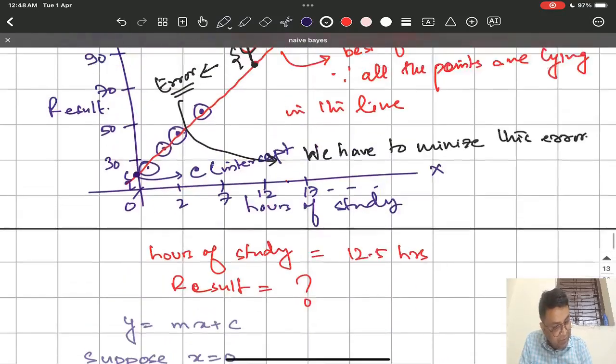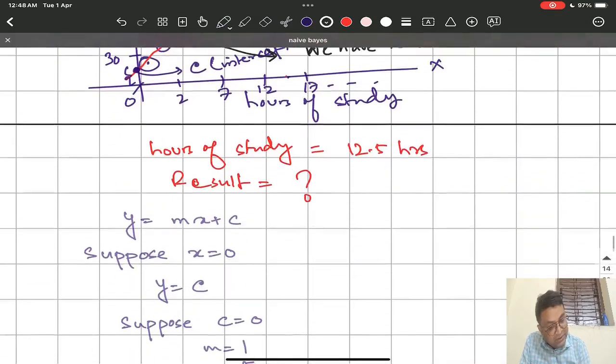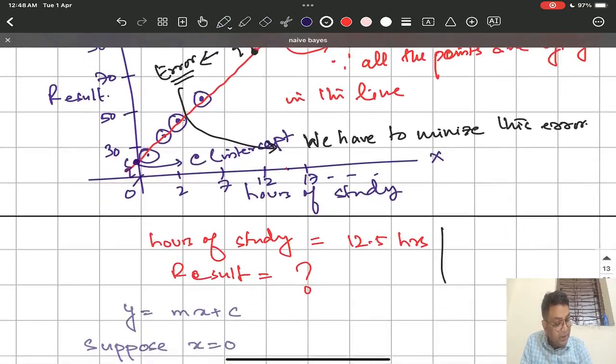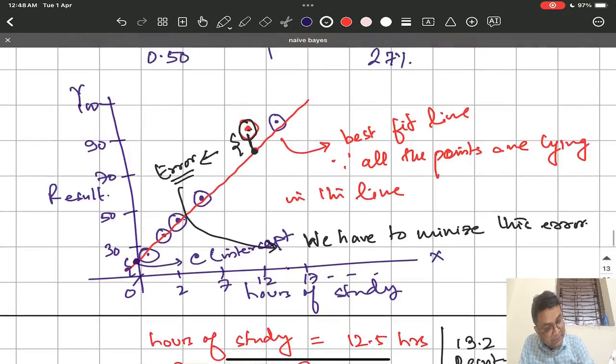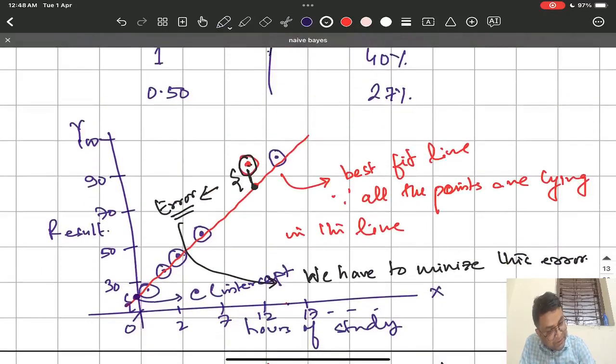Now let me come again to this point, best fit line. Look, there can be so many points. For example, hours of study equal to 12.5, and the result is how much? There may be so many points. Hours of study equal to 13.2, the result equal to how much? Suppose the result is here, 12.5, 13.2. Okay, can you see? So there is a difference over here also. So you have to minimize the distance.